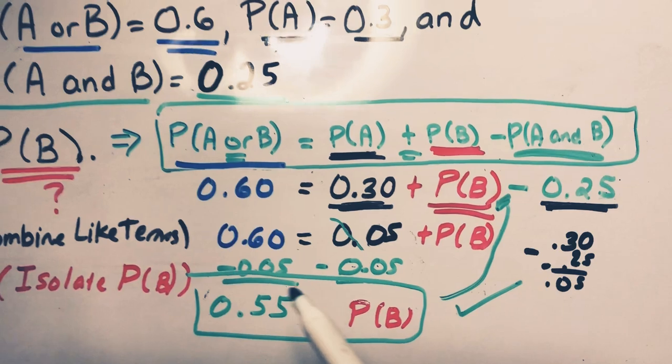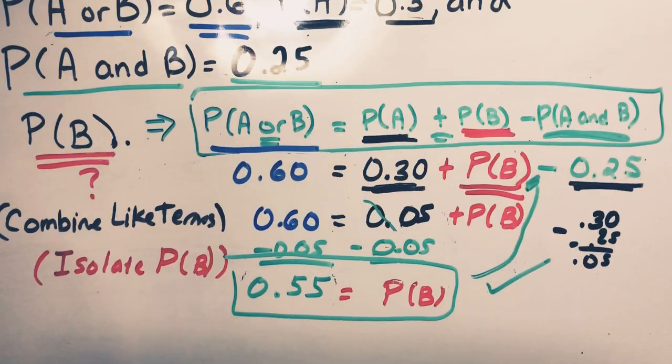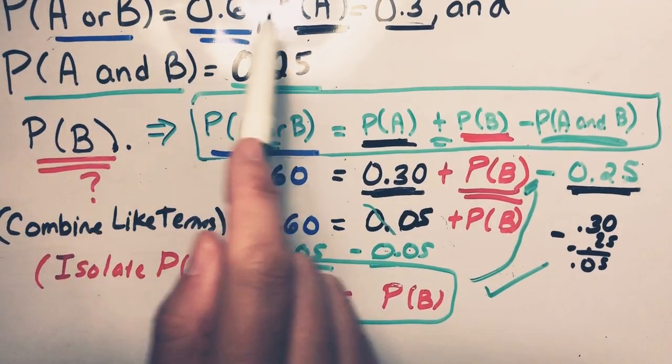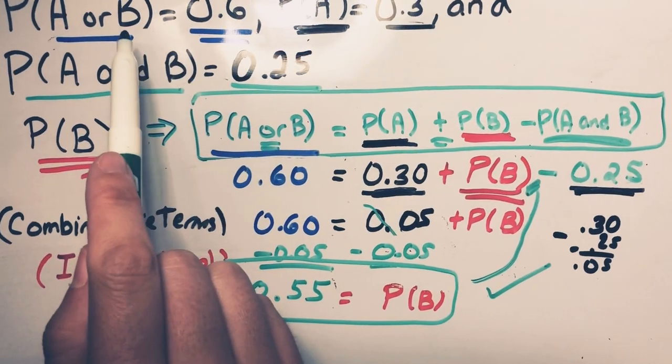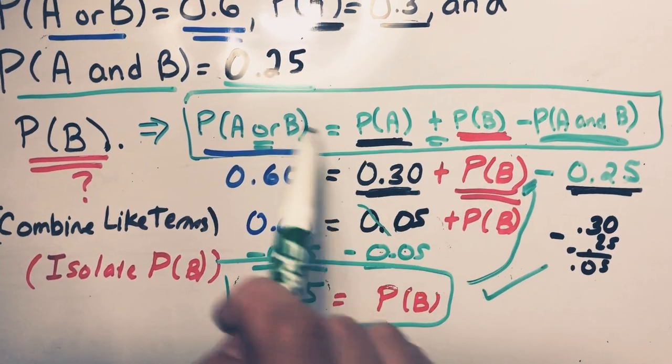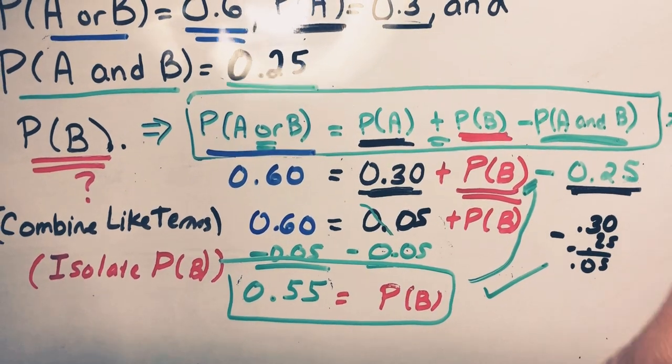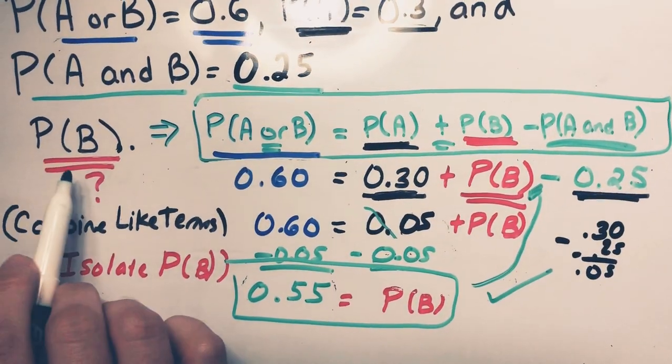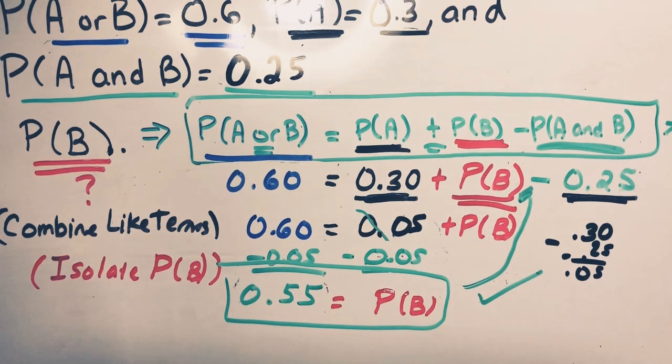So once again, in order to get this question right, we first needed to recognize the relationship between these three things that we're talking about. Probability of A or B, the probability of A, the probability of A and B, they're all related to each other in the formula. So that was key. Once you know that, you had to plug in what you know and solve for what you don't know.